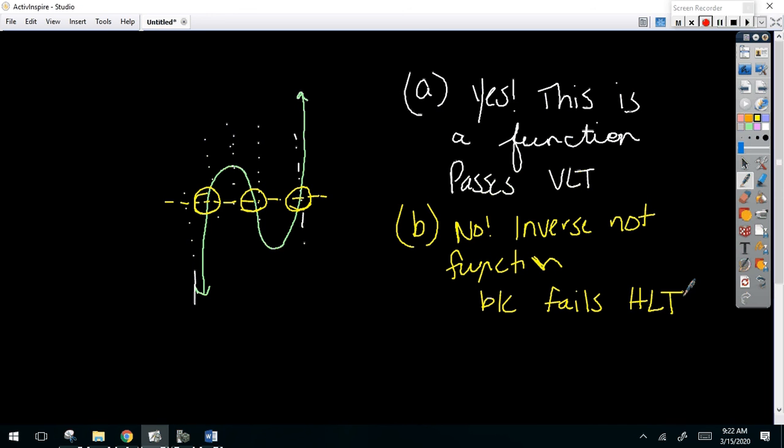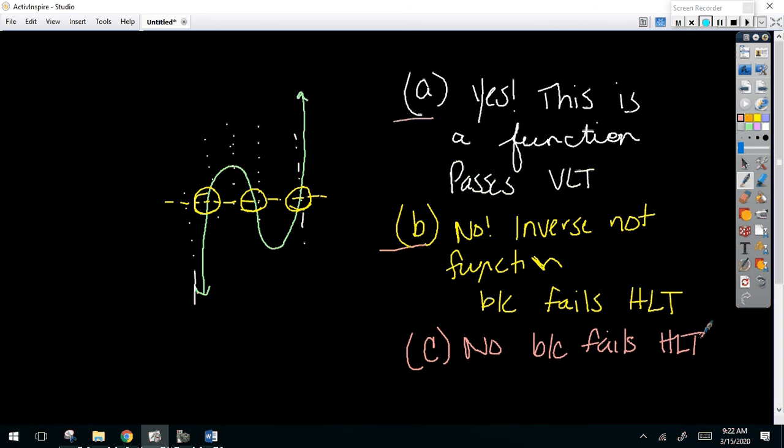And then part C asks us, is it 1-to-1? To be 1-to-1 for what we're talking about, I would need the answer to A and B to both be yes. So no, because it fails the horizontal line test. It would need to pass both to be that 1-to-1 that we're looking for right now.